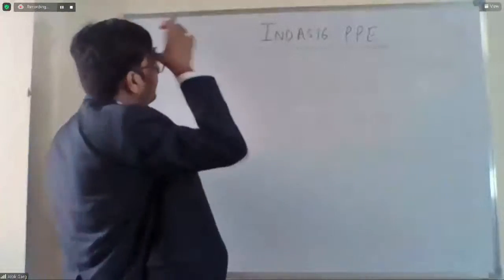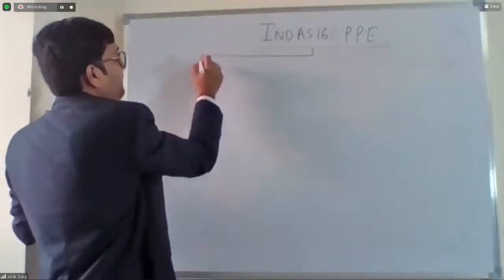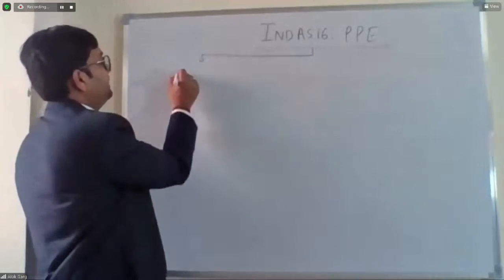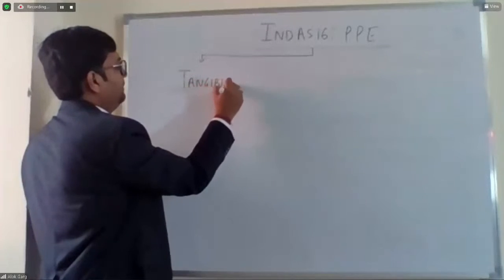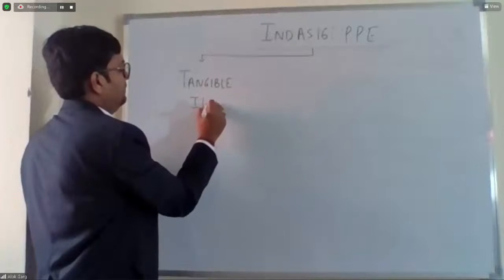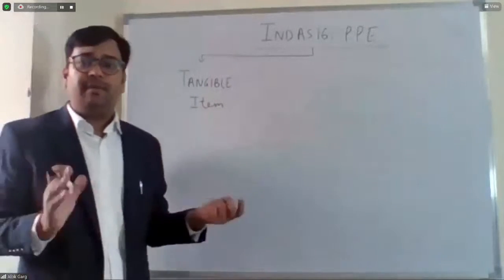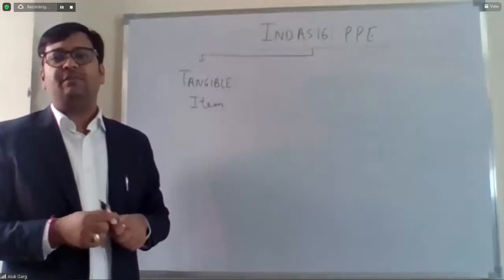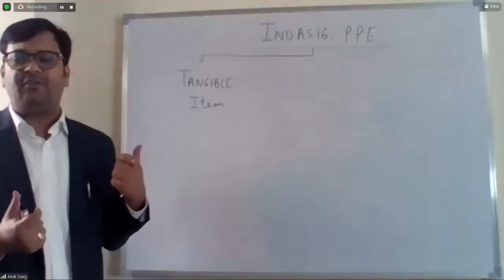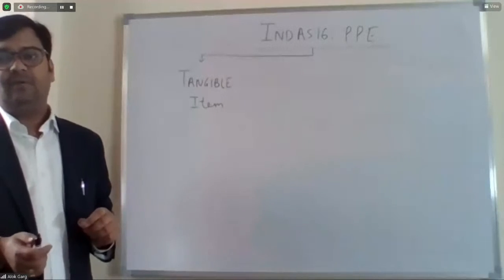First of all, property, plant and equipment is a tangible item. Am I right? What is meant by tangible item? You can touch, you can see, you can feel. So that is why software is not a tangible item and it is not covered under Ind AS 16.